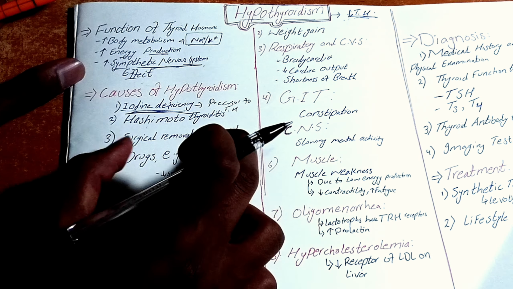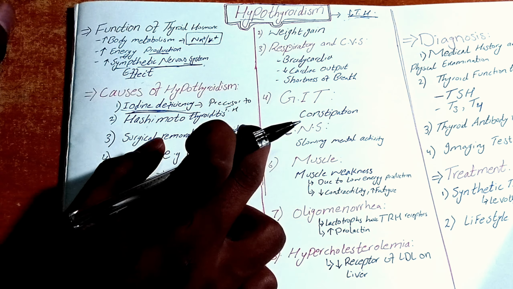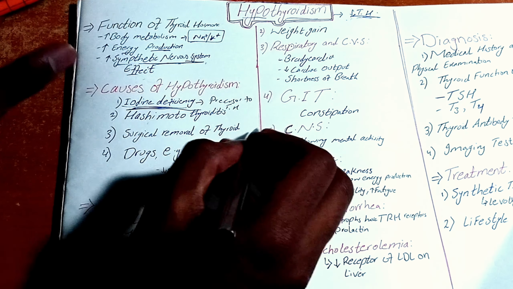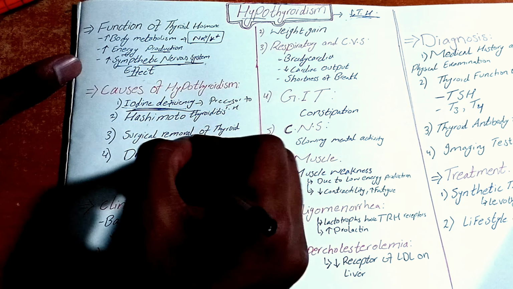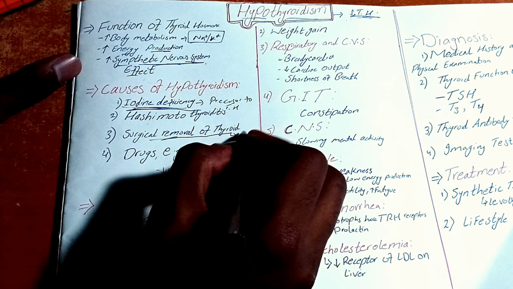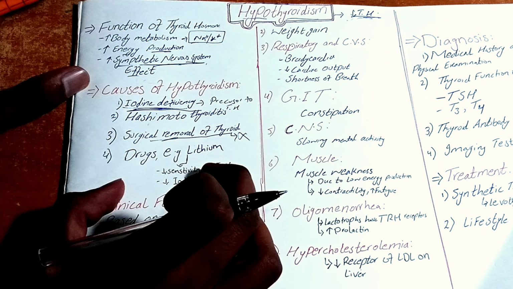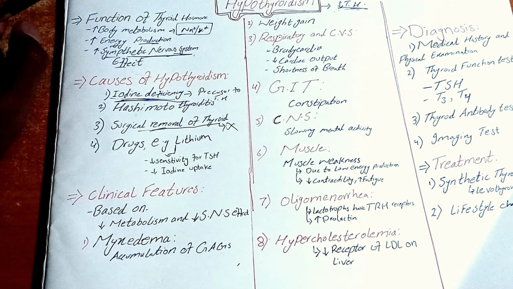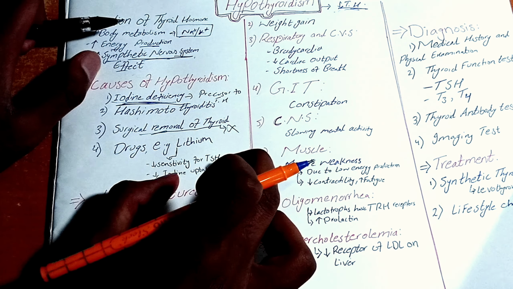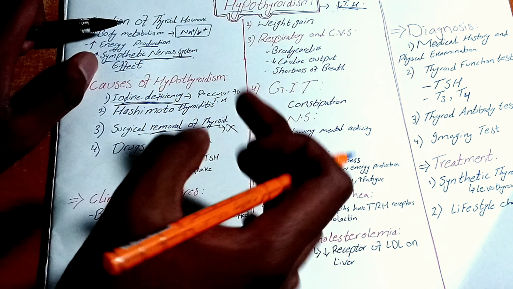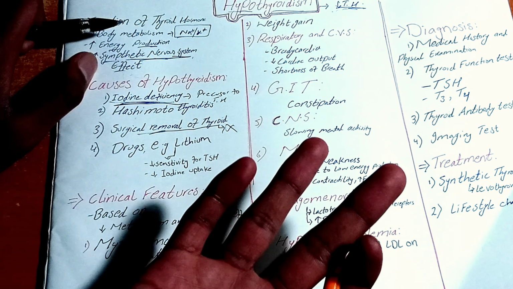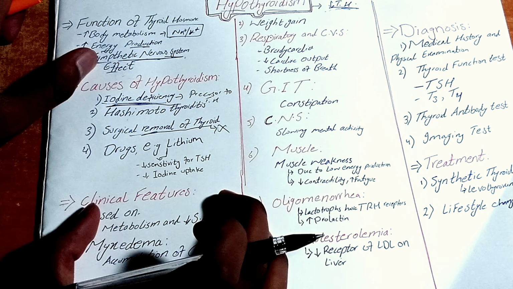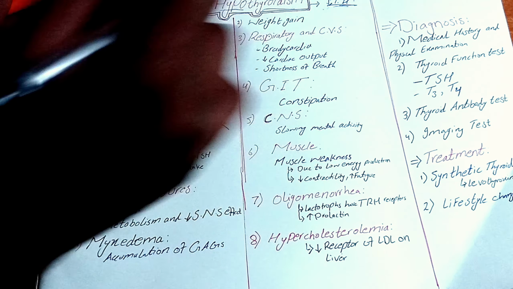The third most common cause is surgical removal of the thyroid. For example, a patient had the thyroid gland surgically removed. If the thyroid gland is removed, then no thyroid hormone will be produced. Then the fourth most common cause is the use of some drugs. For example, lithium can decrease the sensitivity of thyroid stimulating hormone receptors present on the thyroid gland, which leads to decreased production of thyroid hormone. Then we come to the clinical features of hypothyroidism.